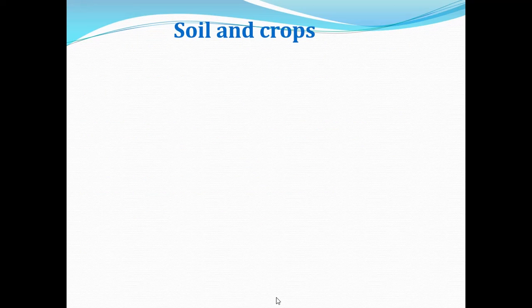Next one is about soil and crops. We have now studied the properties of soil. What are they? Soil contains air, soil contains moisture, soil allows water to percolate, soil absorbs water. Yes. Now let's move to soil and crops.